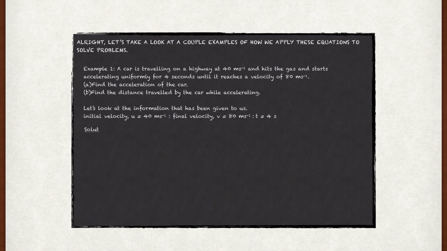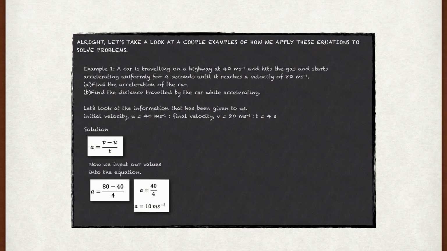So our solution then must include the formula for acceleration. We're given all the data that's necessary to use this equation. So a is equal to final velocity minus initial velocity over t. All we need to do is just plug our values into our equation, and boom, we have 80 minus 40 over 4, which is pretty much 40 over 4, so we get 10 meters per second squared.